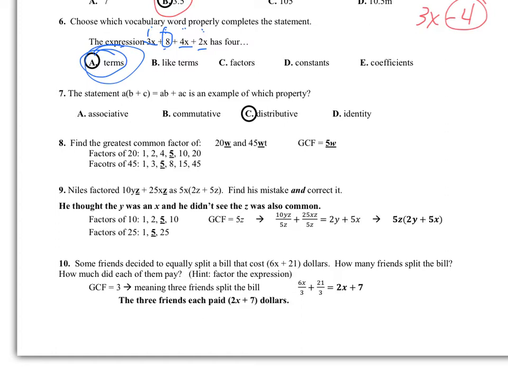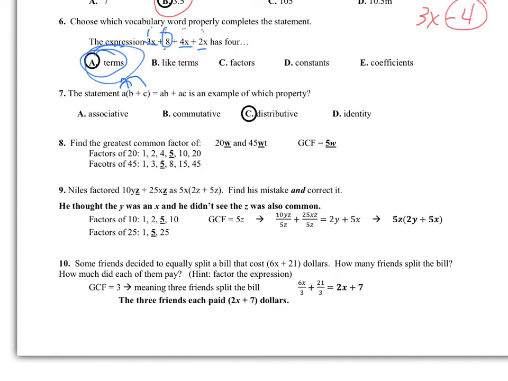All right, number 7. The statement A times the quantity of B plus 6 equals AB plus AC is an example of which property? Okay, well, what happened here was they went ahead and took the A and distributed it to the B. They took the A and distributed it to the C. So when they distribute, A times B is AB. They distributed A to the C, and they got AC. So that is the distributive property.